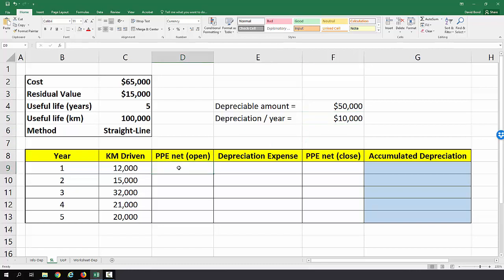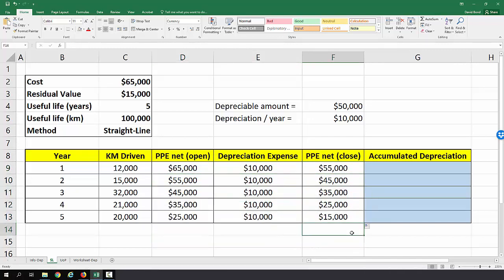To see how this looks, the opening property, plant, and equipment would be the $65,000. The depreciation expense is going to be $10,000, and it's going to be $10,000 each year. And what property, plant, and equipment, or the truck, closes at is the net: the opening amount less the depreciation expense gives you the closing amount. The opening amount the following year is based on the closing amount. Depreciation expense stays the same, and this comes down. And we scroll that all the way through, and what we end up with is a truck which is on the books at $15,000 at the end of year 5, which is its residual value.